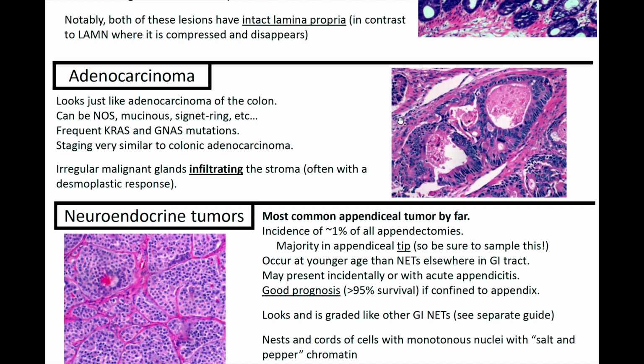or with acute appendicitis. They have a good prognosis with over 95% survival if they're confined to the appendix, and look and are graded like other GI neuroendocrine tumors, and you can see a separate guide for that grading. Histologically, you're going to see nests and cords of cells with monotonous nuclei with salt and pepper chromatin.